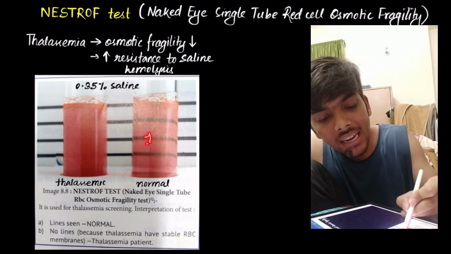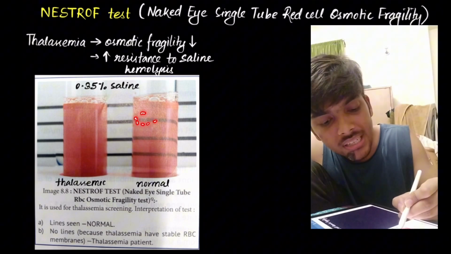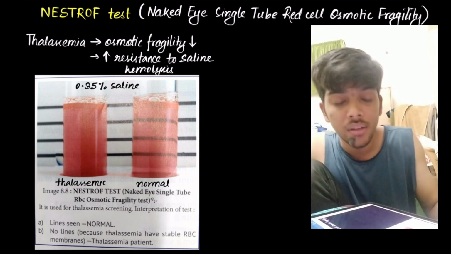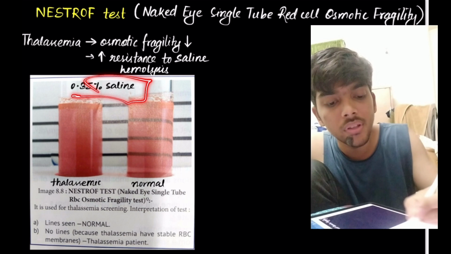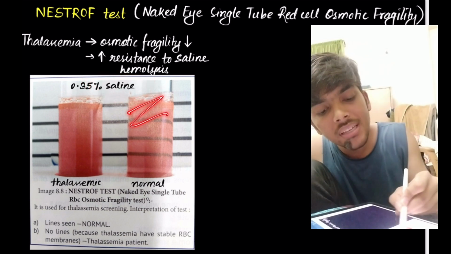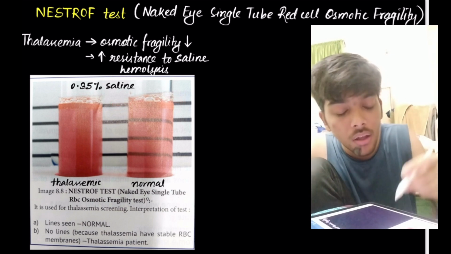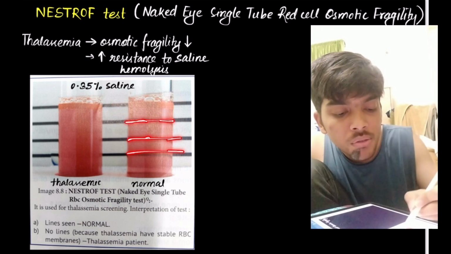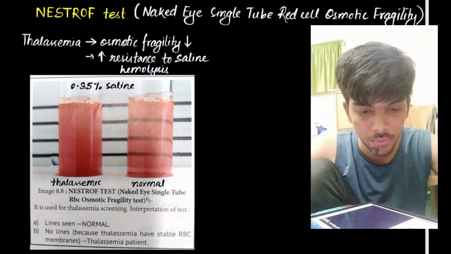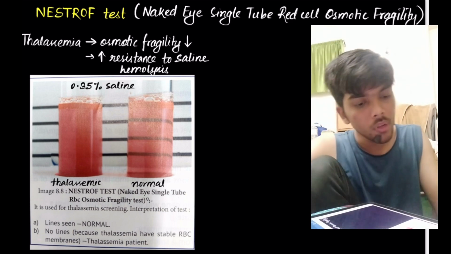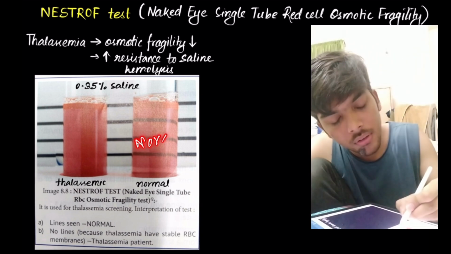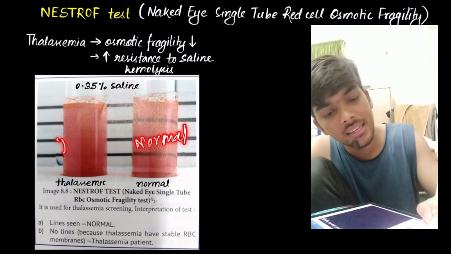But in the other test tube, the red blood cells have ruptured and settled down due to the osmotic pressure by 0.35% saline. So the blood is now transparent. As a result, the lines that are present behind are visible through them. So the lines are visible. So this is your normal, and this is thalassemic.